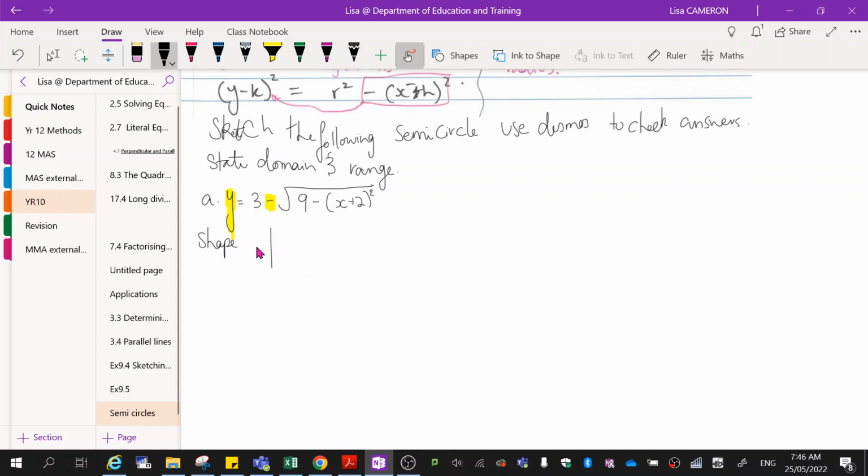Because it's y, I know that it's going like this or like this. Because it's negative, I know it must be this one, it's going in the negative direction. So therefore, our shape is going to be going down like that. Okay, the next thing we're going to do is rearrange to find the general equation. I'm just going to put GE, general equation of a circle.